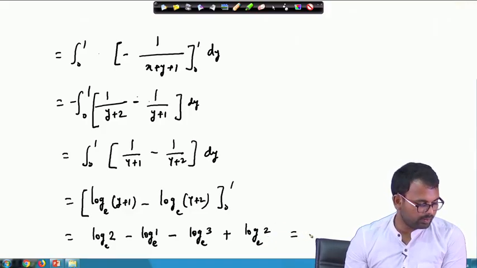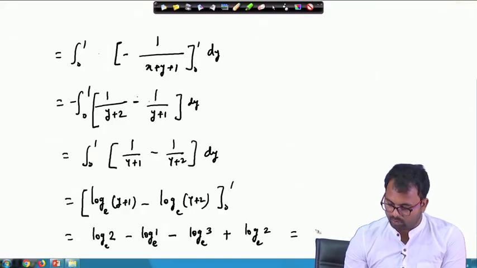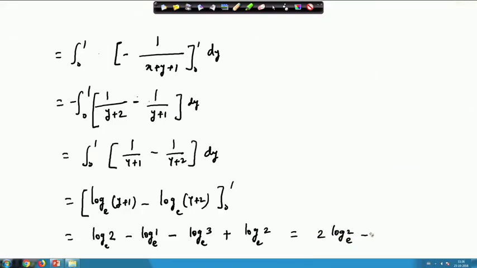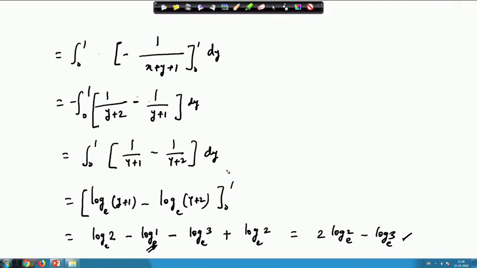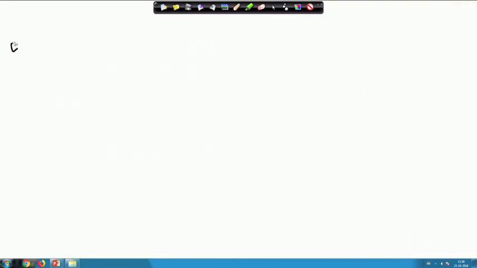So, we will basically be having 2 log 2 to the base e minus log 3. You can further simplify, but I am just leaving the result up to here. The log of 1 is 0, which we know from the logarithmic results. So, this is our required result. So, see here also we perform the same repeated integral property, that we integrate with respect to x first and then we integrate with respect to y, like here.